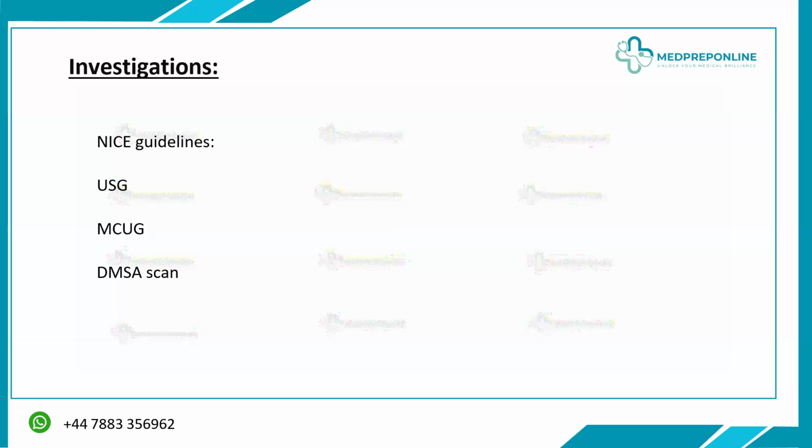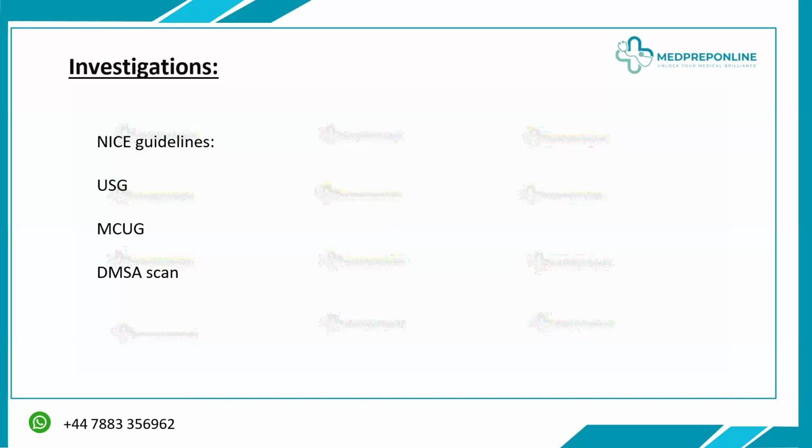So there are some further investigations according to the NICE guidelines. We have to do sometimes ultrasound and MCUG scan and DMSA scan. So ultrasound, actually, it depends whether you're suspecting a typical UTI, atypical UTI, or recurrent UTI. If the child is having atypical UTI, you have to get an emergent ultrasound. So regardless of the age, if child is having atypical UTI, you have to do an ultrasound of the KUB.